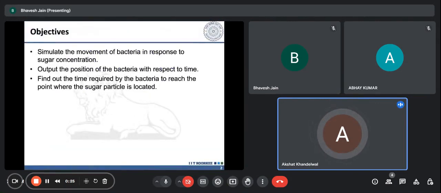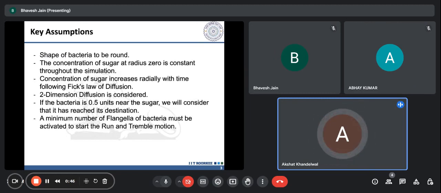So, what are the objectives of the project? It is to simulate the movement of a particular bacteria in response to a sugar concentration and output the position of bacteria with respect to time, and also to find out the time required for the bacteria to reach the sugar particle from origin.